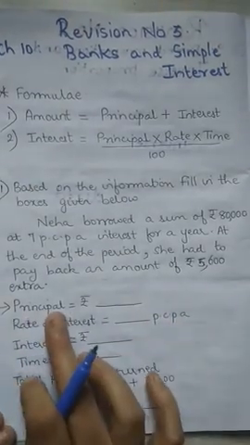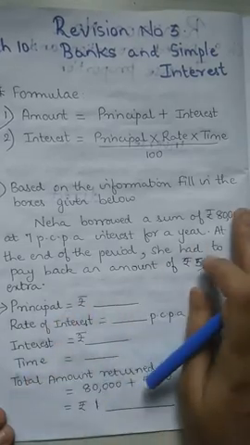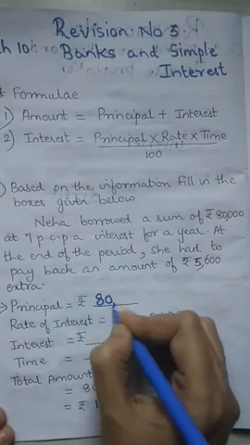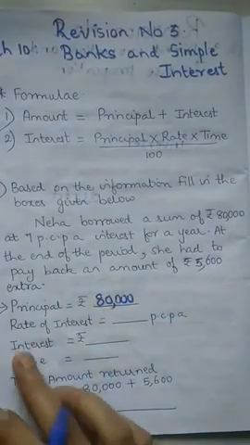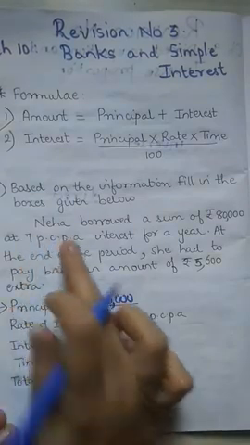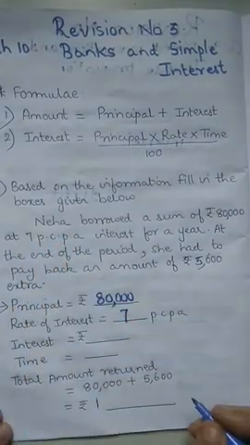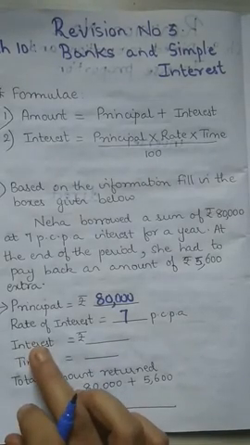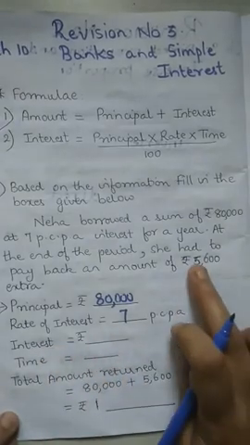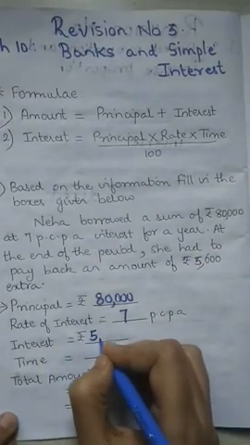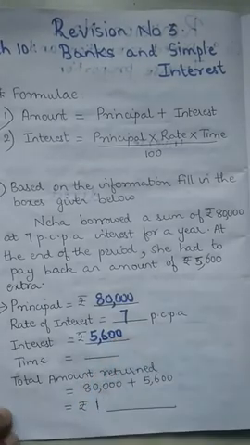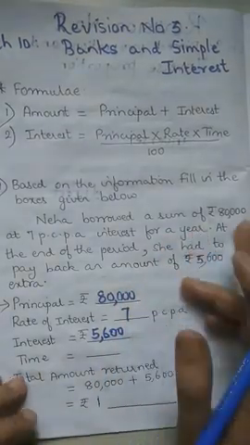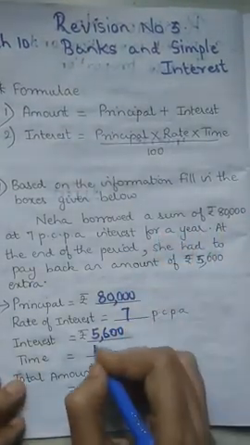First, what is the principal over here? Can you tell me, girls, what is the principal? Yes, she borrowed the amount of 80,000, so 80,000 is my principal. Next, rate of interest, 7% per annum, so 7 is my rate of interest. Interest is what? Usually the extra amount that you're paying. So how much is the extra amount that you're paying? 5,600. So you will write there 5,600. Time means for how many years you are keeping. For a year, there is no number given. A means 1, so it is 1 year.